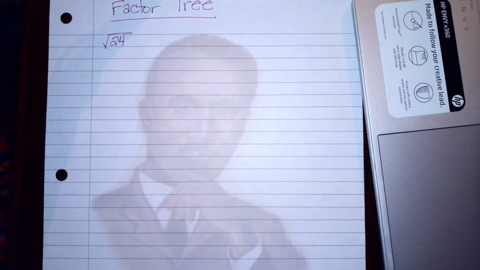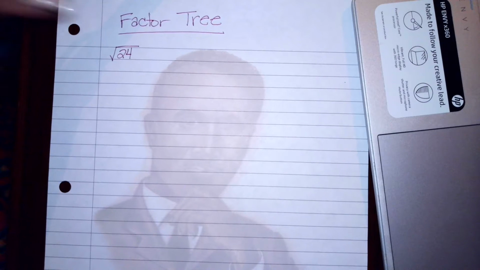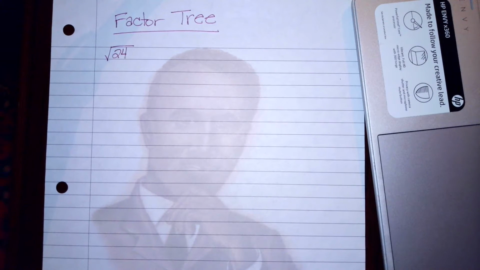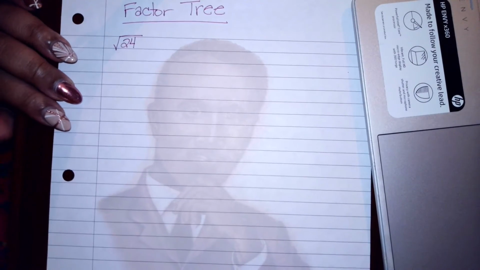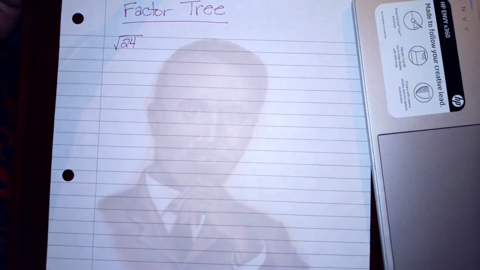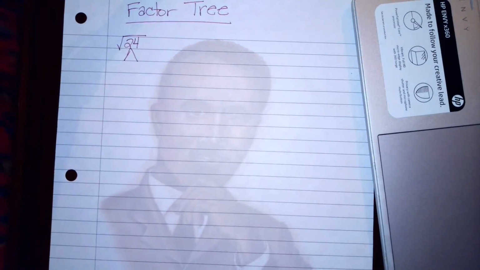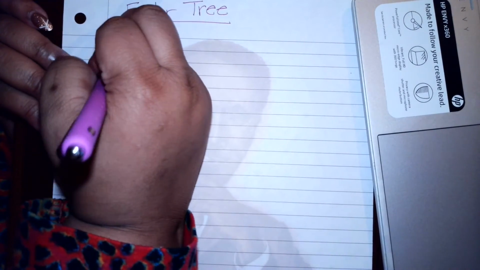Hey guys, so where we left off was, if it's not a perfect square, what do we do? They gave us 24, and what we're going to do is make a factor tree. I like to just start off small. We're utilizing factors of 24, so let's start off by dividing 24 in half, which would be 2 times 12.